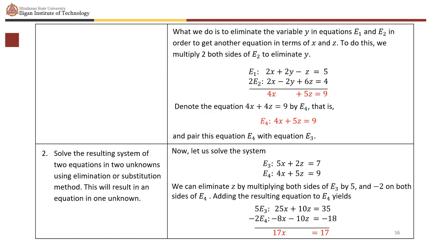5 E3 will now become, since E3 is 5x, 5x times 5 will give us 25x, 2z times 5 will give us 10z, and 7 times 5 will give us 35 here. So multiplying negative 2 to E4, you have 4x, so you have negative 8x, 5z becomes minus 10z, and 9 times negative 2 will give us negative 18. And adding, we come up with 25x minus 8x is 17x. This is 0, and we have 35 minus 18 equals 17.